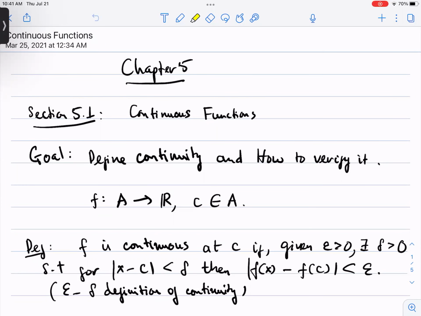Hello everyone. Today we start chapter 5 about continuous functions. The goal is to define continuity and how to verify it. Throughout this section, we're going to consider a function f from a subset A to the set of all real numbers R, and c is an element in the subset A.